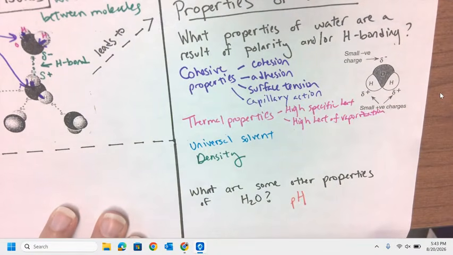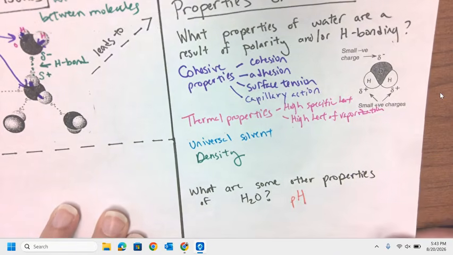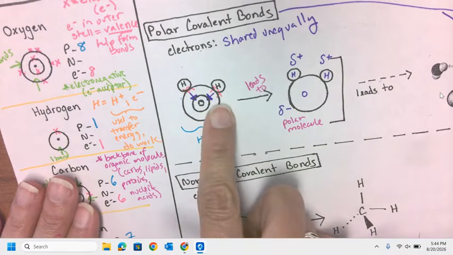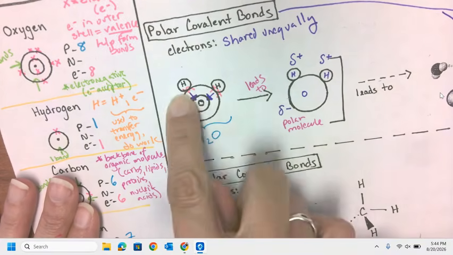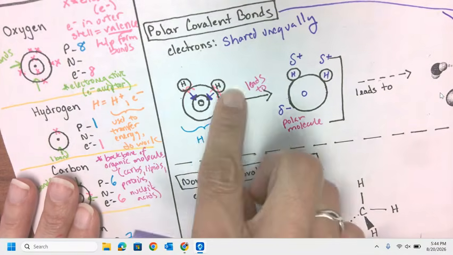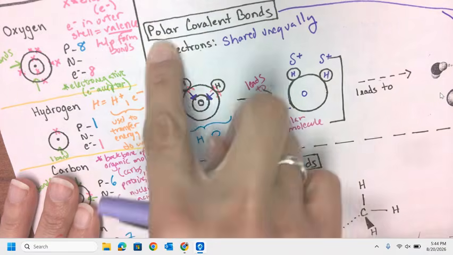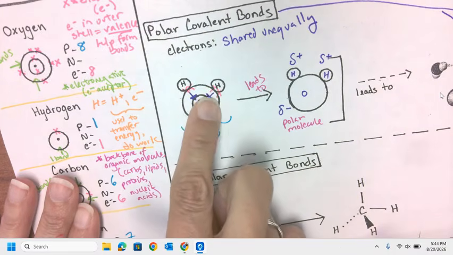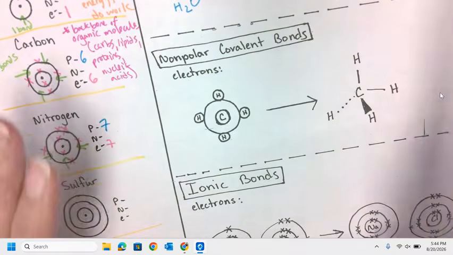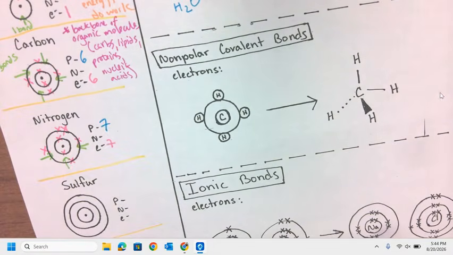The second type of bond I want to discuss is a different type of covalent bond. This is a non-polar covalent bond. So in polar covalent bonds, the electrons are shared but unequally. The more electronegative element is going to hold on to the electrons more. It doesn't necessarily have to be oxygen. This is just one example of the polar covalent bond within one water molecule. Another type of covalent bond is a non-polar covalent bond.